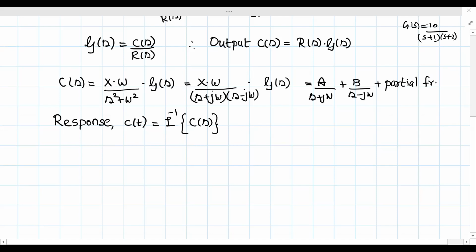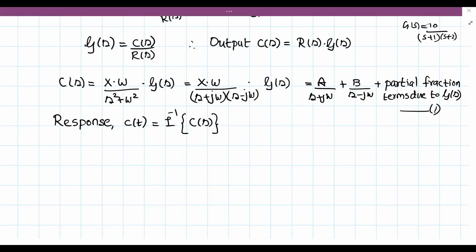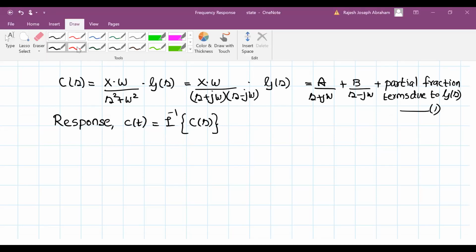Partial fraction terms due to g of s. Okay, so let me mark this as equation 1. Now how will we solve for A and B? Now we need to solve for A and B. Okay, so I will show it here.